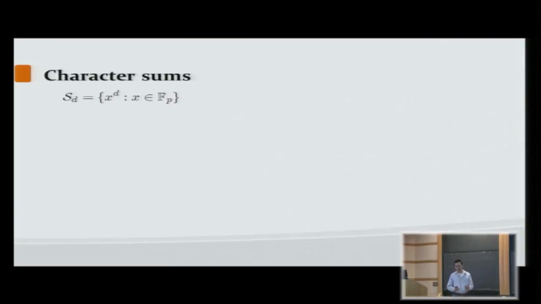If I wanted to pick out a subset that has the potential to look random, I could just consider the set of powers. This is probably the easiest thing to do that isn't linear in some way. Then I need some conditions to make this work. I want D to divide the order of the group, so D divides P minus 1, because if this is not true, this will just be the entire group, the entire field. And if this is true, this will be a multiplicative subgroup of the field.